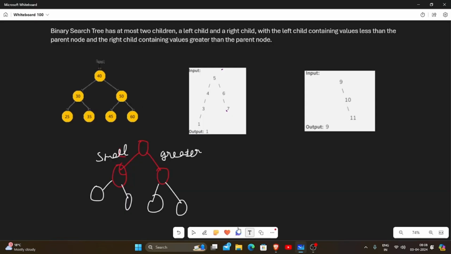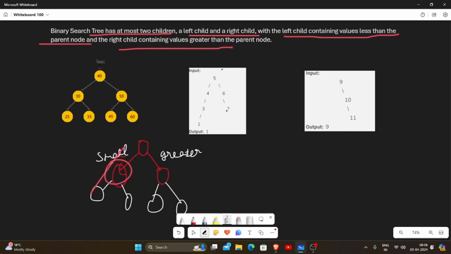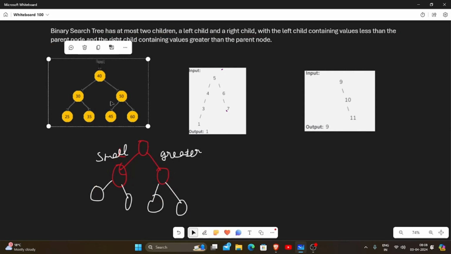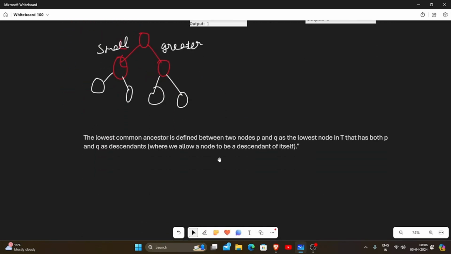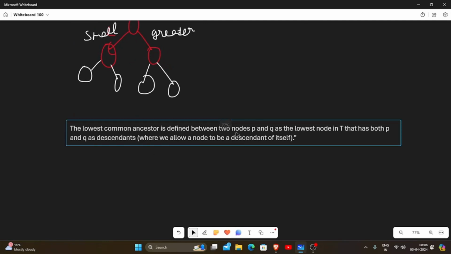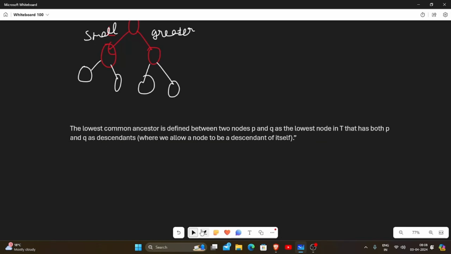It's a general introduction of what a BST actually is, and I have already discussed that each node has at most two children, with the left child containing values less than the parent node and the right child containing values greater than the parent node. I'm not taking those examples because they would be difficult to understand, as they were not a valid BST. Again, a lowest common ancestor is defined between two nodes P and Q as the lowest node in the tree that has both P and Q as descendants. As I said, both P and Q have to be descendants of some node.